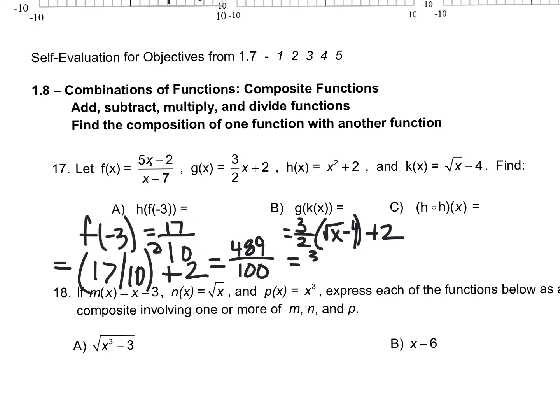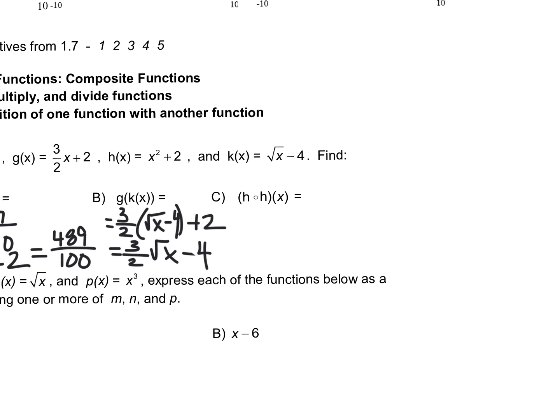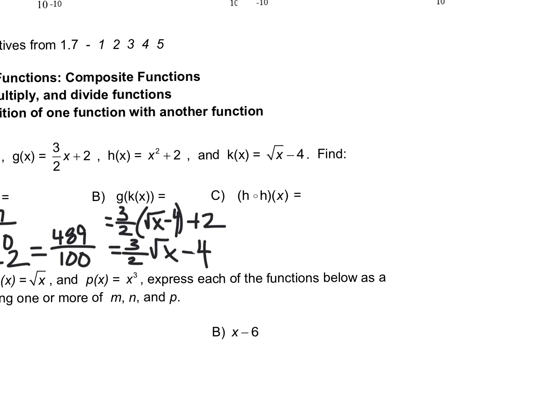Let's go ahead and distribute. So it gives us a 3/2 root x, and we get a minus 6, because that would be -12 over 2, so minus 6 plus 2, and then I could replace that with a minus 4. Just trying to keep the space nice and compact, efficient with my work.